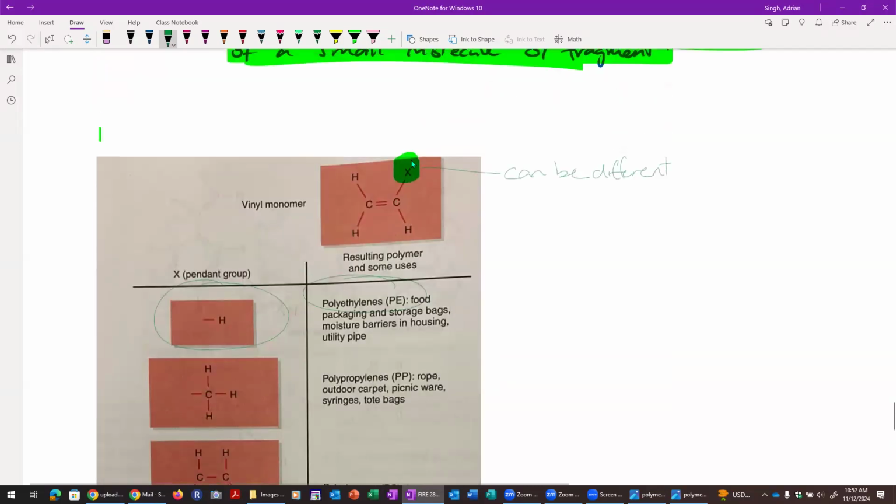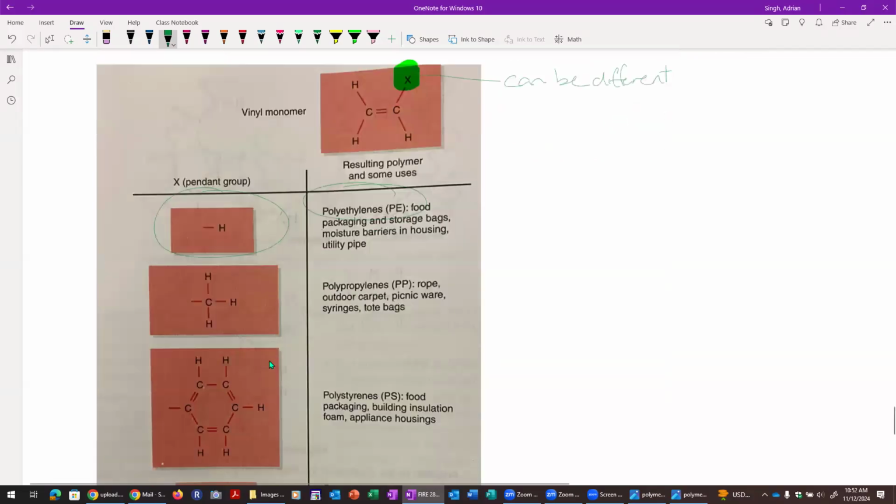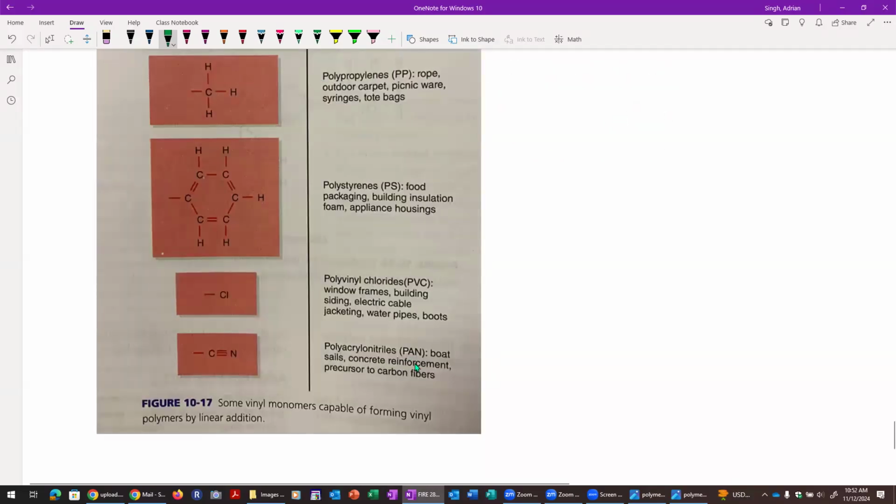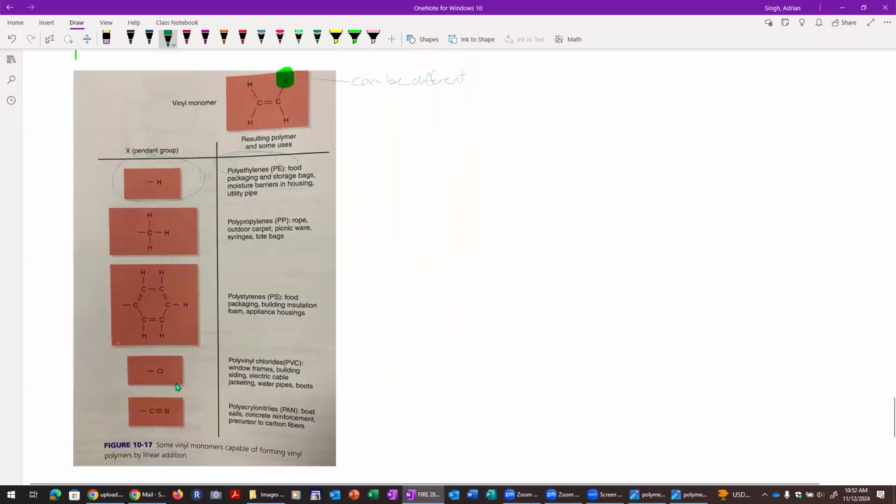And then if that up here is a C triple bonded to an N, well, that's the acrylonitrile that we saw previously. So we end up with these PANs used in sails, concrete reinforcement, etc. So all of these examples here, they're all in this table. All of these would represent what this X is on the vinyl monomer. And when you stick them together, just add one to the next, you end up with your addition polymer that has a whole host of different uses. That is different than in a condensation polymerization.